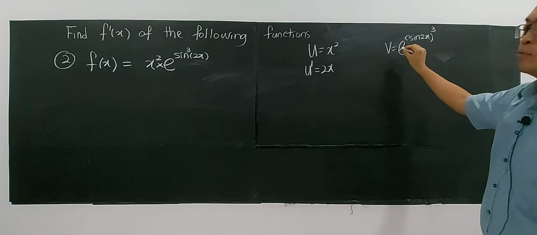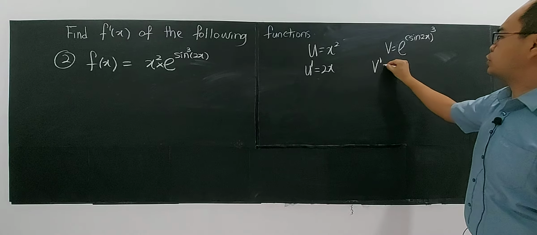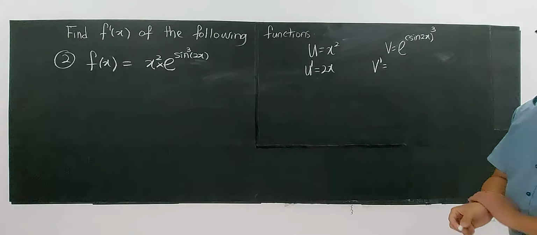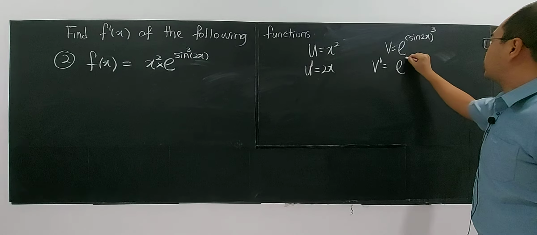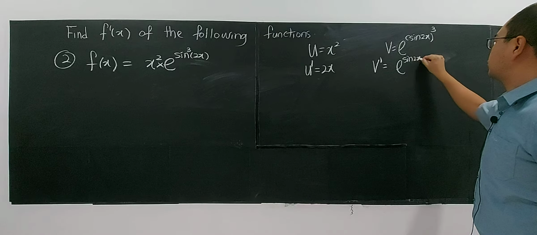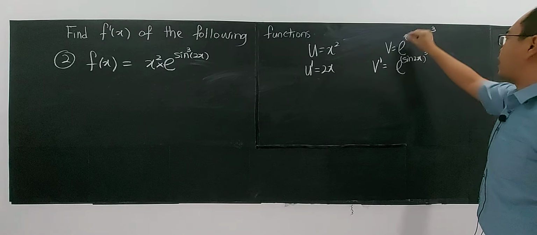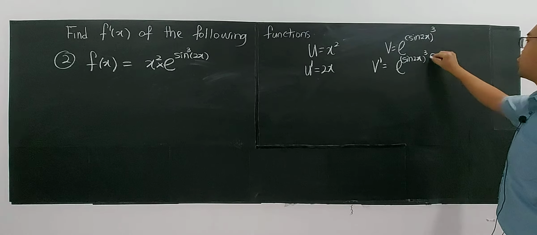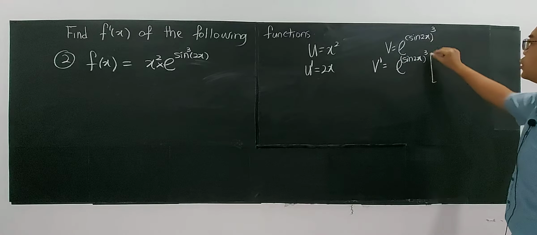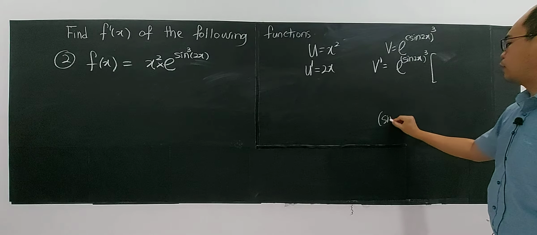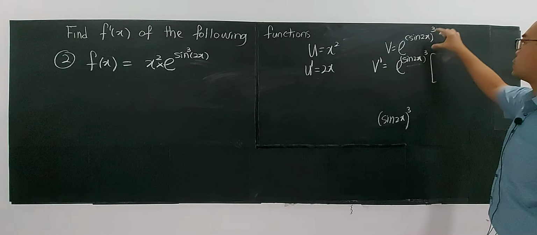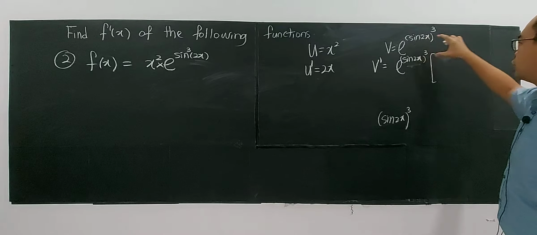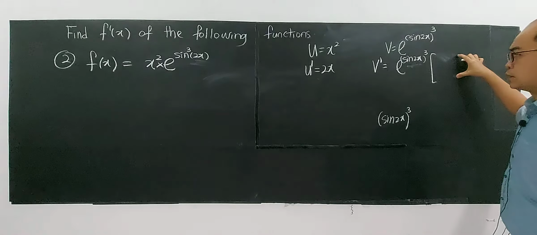This one is the one that you must be careful with. The rule for differentiating an exponential is always the same. You copy back what you have, copy back everything, okay? Then you differentiate the power. You know that the power is sine 2x to the power of 3, right? So you have to differentiate the power and put it here, right?